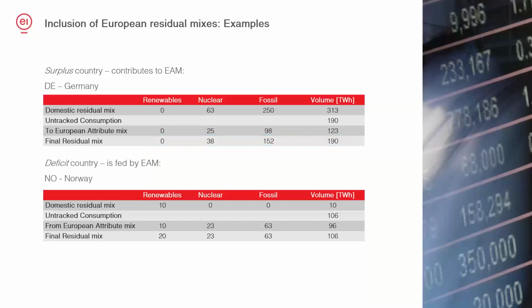In the case of a deficit country like Norway, it is left with a domestic residual mix of only 10 terawatt-hours after selling most of its hydropower through GOs. However, the volume of untracked consumption of the country is as high as 106 terawatt-hours. The missing 96 terawatt-hours are now filled up with the mix made up by all countries contributing to the European attribute mix. This leaves us with a final residual mix that has a very different composition than the domestic residual mix and is far more impactful than the initial mix.